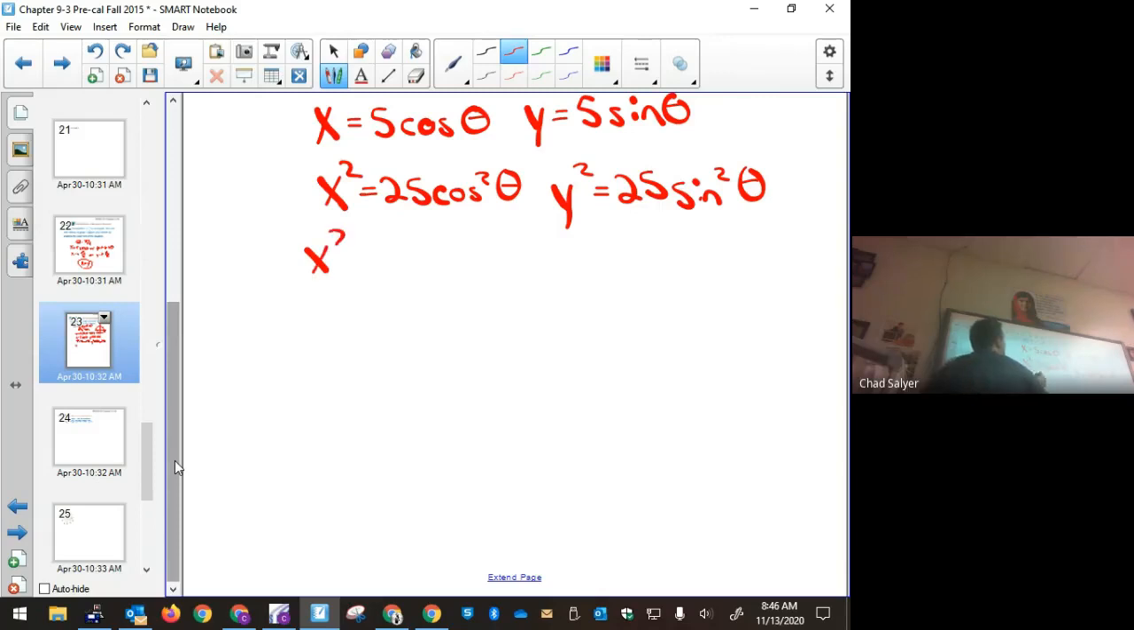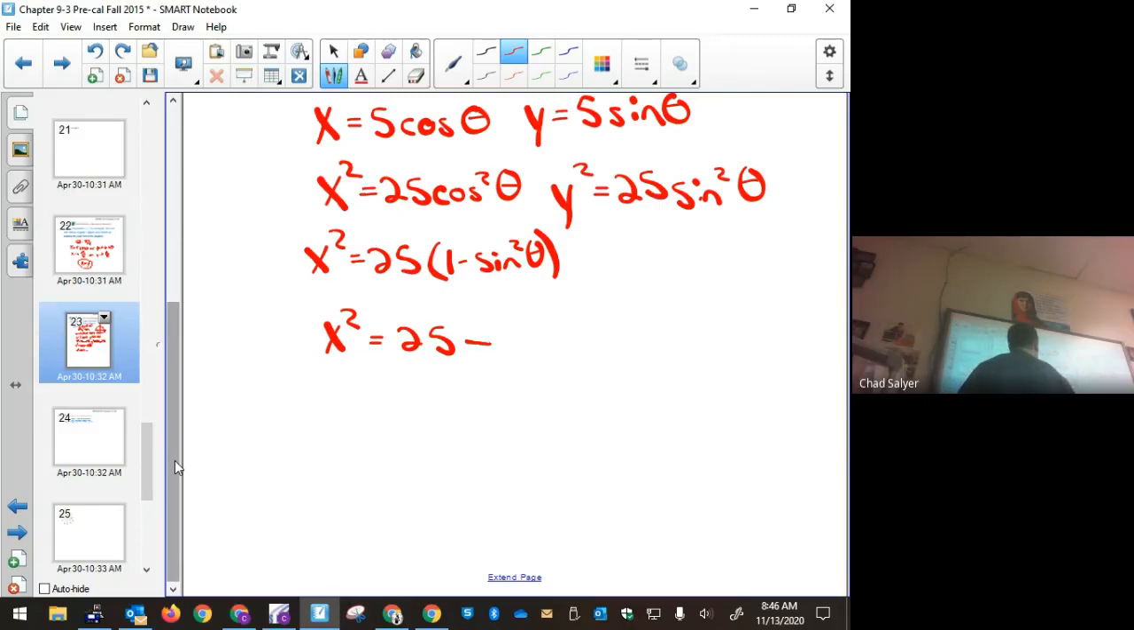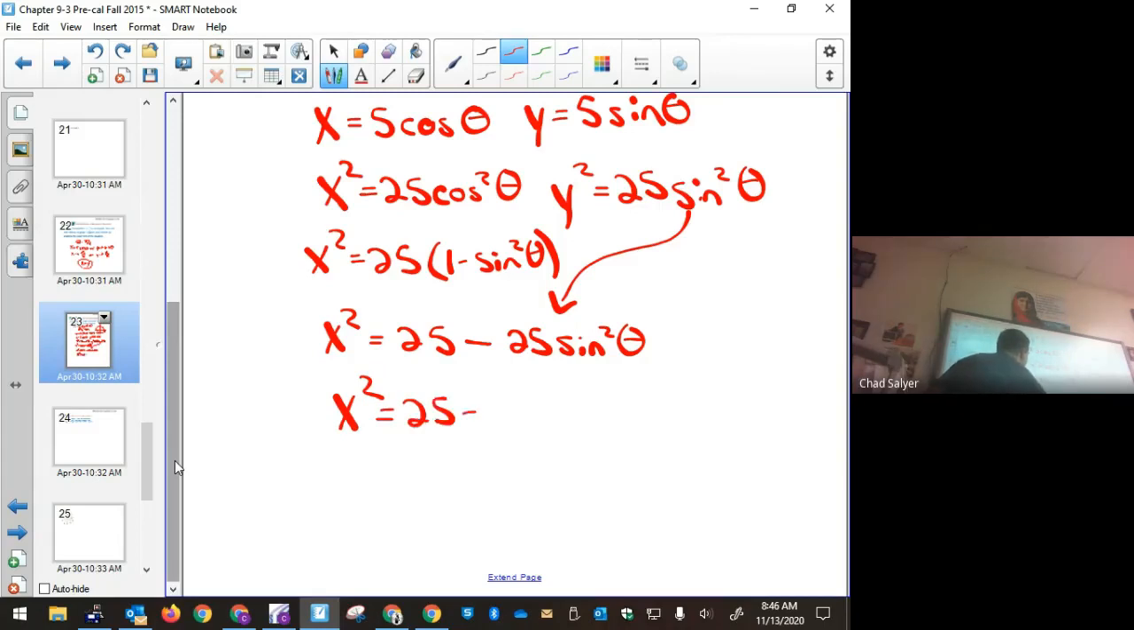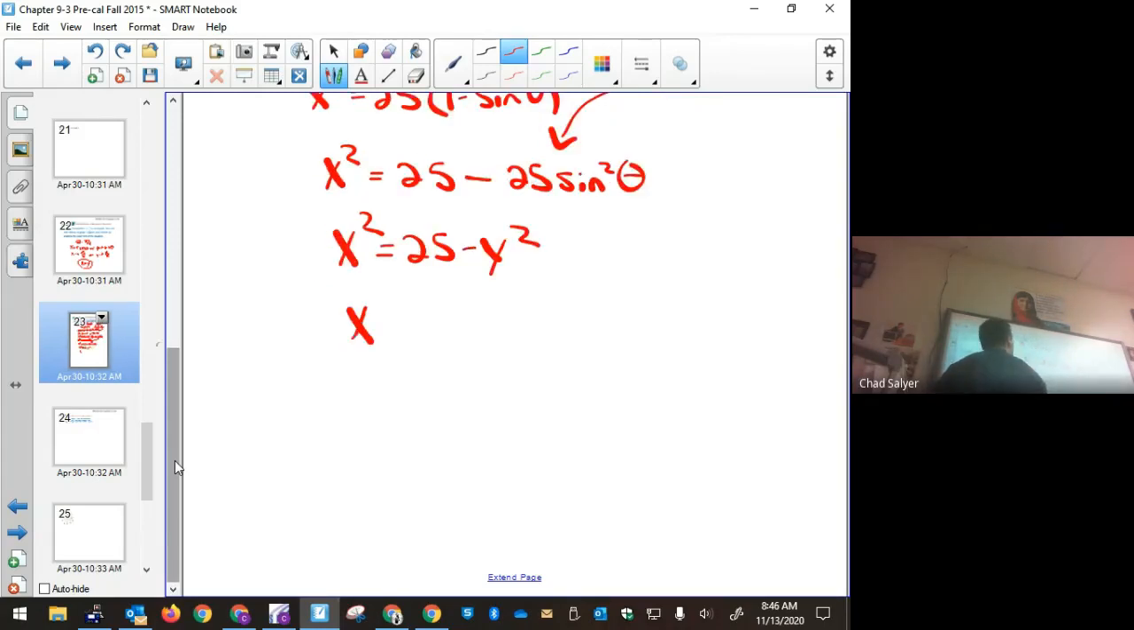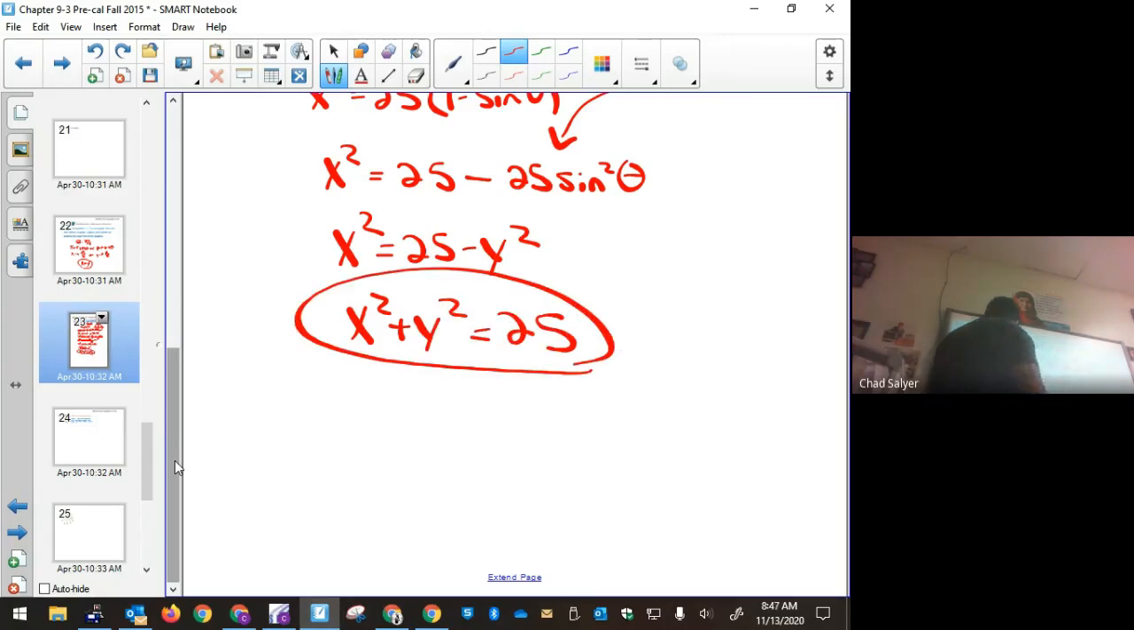So let's see. Remember that cosine squared is 1 minus sine squared theta from that Pythagorean identity. So x squared equals 25 minus 25 sine squared theta. And you see how that's also y squared? So I can say x squared equals 25 minus y squared. Add y squared to each side. And we got that.